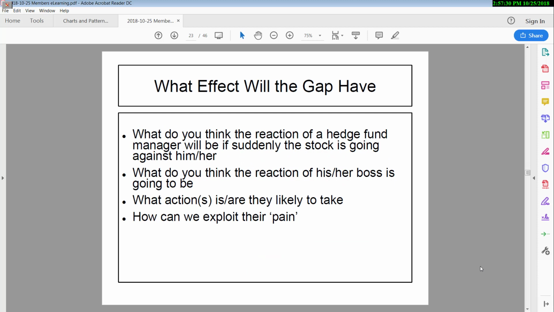Let me propose something to you. What if you were a hedge fund manager, portfolio manager, and you were short, and suddenly they have earnings and it's a lot different than you thought. It went the opposite way. What do you think their boss's reaction is going to be? They're going to come over and say, "Hey, you've got 300,000 shares of this short. What are you going to do about it, dude?" Yeah, they're going to feel the pressure. They're going to feel the heat.